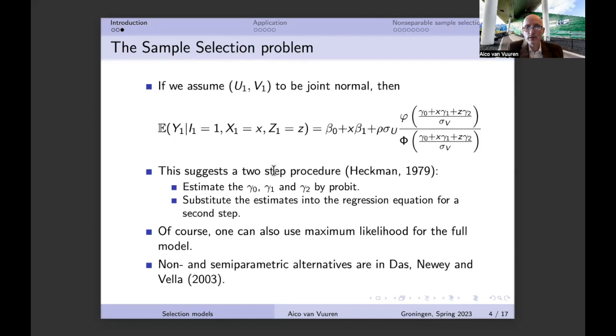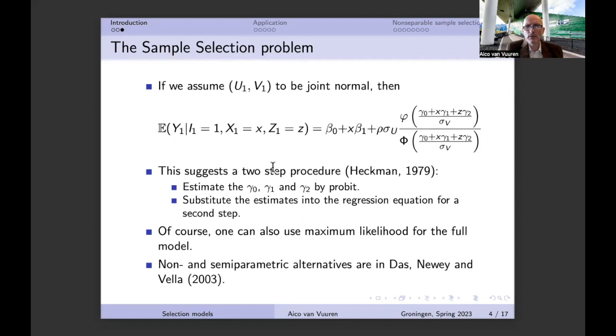That's true for this procedure, but it's also true for maximum likelihood, because then I use all the information necessary for the distribution, and that means that I use the normality assumption quite intensively. And that means that if u1 and v1 are not normally distributed, why would they be normally distributed? I have no idea. Then we can be sure that maximum likelihood will become inconsistent.